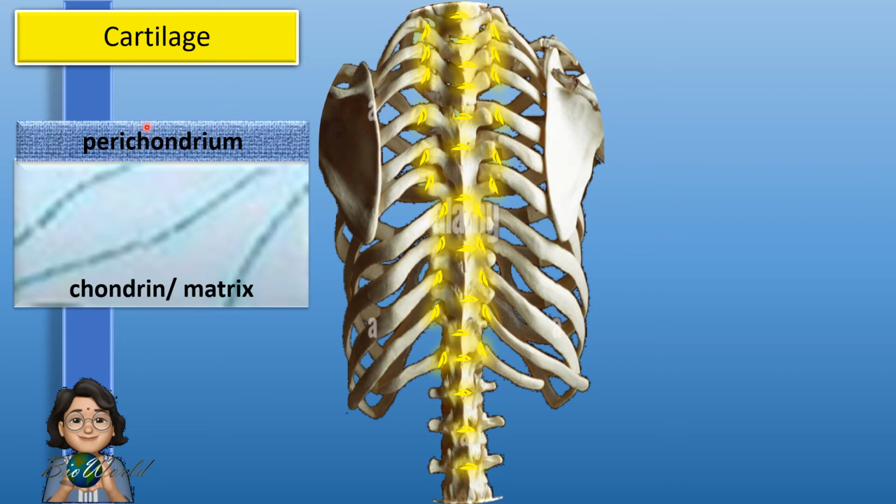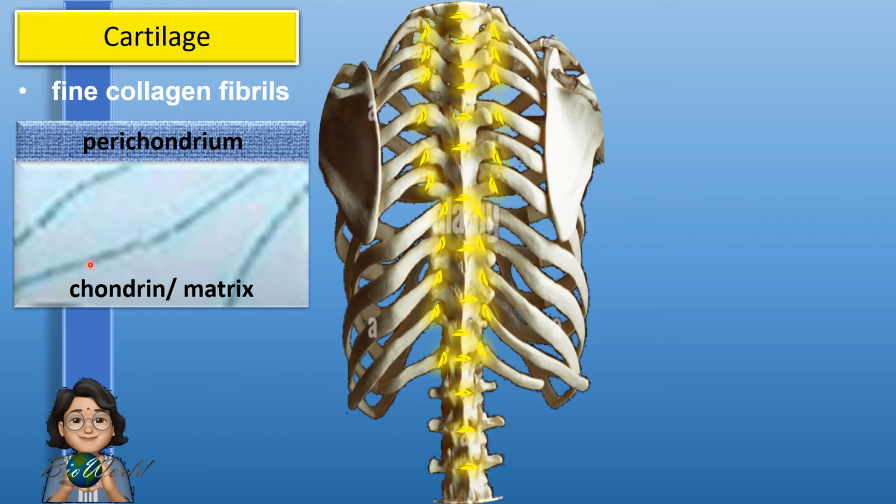The outer layer of the cartilage is called the perichondrium, and the inner layer of the cartilage is called the chondrin, or also known as the matrix. Both the perichondrium and the chondrin are actually made up of fine collagen fibrils. Remember, collagen are actually proteins, secondary proteins. Now, in the perichondrium, the collagen fibrils are compact, making the perichondrium a bit harder, whereas in the chondrin layer, the collagen fibrils are loosely arranged, making the chondrin layer softer.